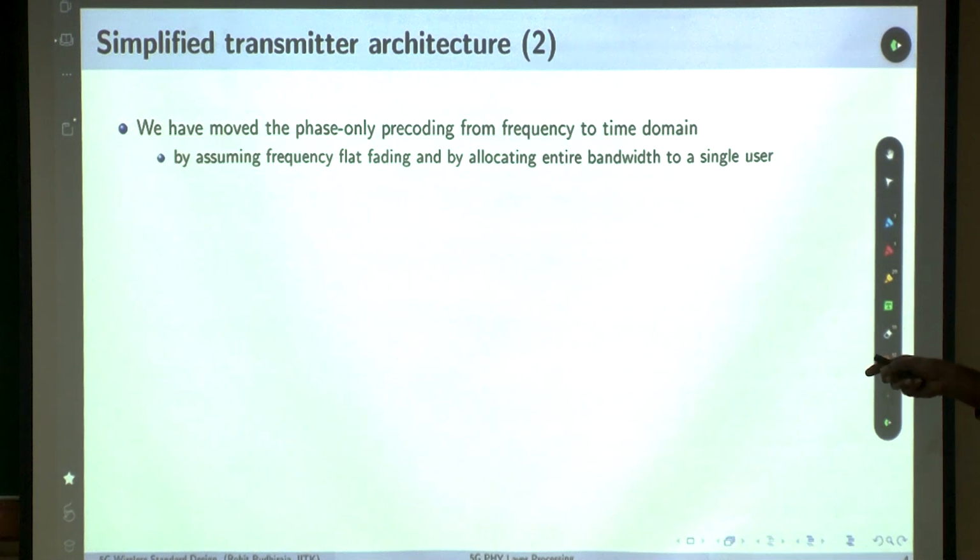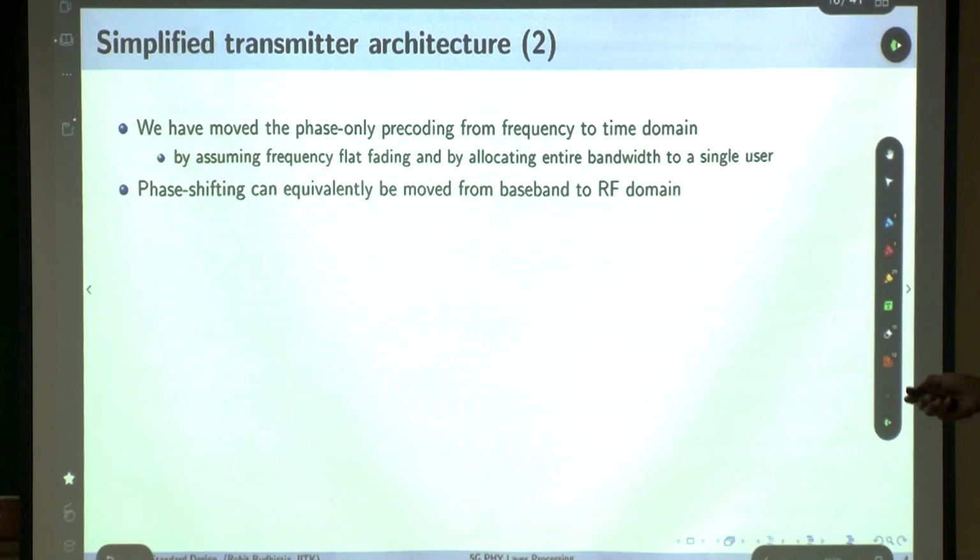What is the strongest assumption here? It is the frequency flat channel, and we have allocated the entire bandwidth to a single user. With that, we are able to do this precoding in the time domain instead of doing it in the frequency domain. That's the biggest difference that we are seeing till now. And I claim that phase shifting can equivalently be moved from baseband to RF also.